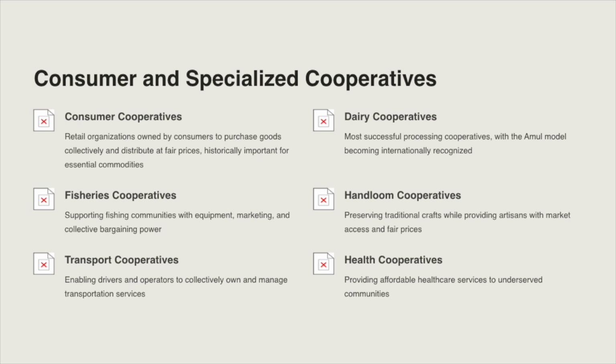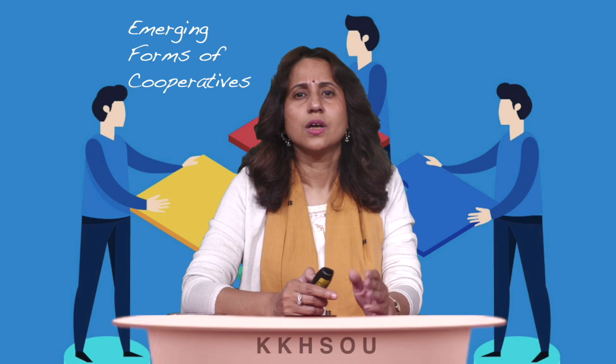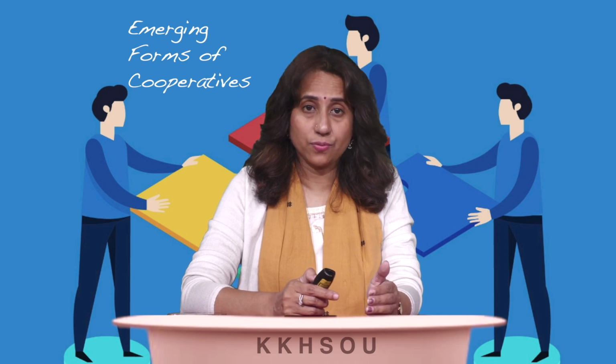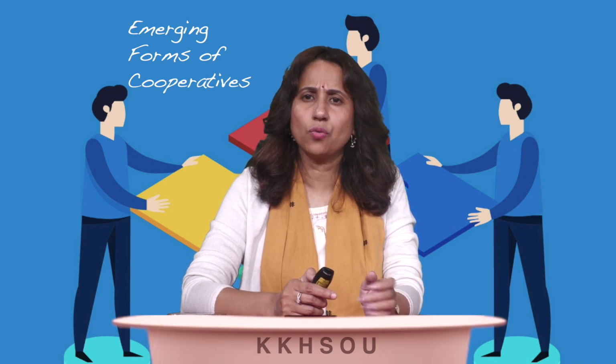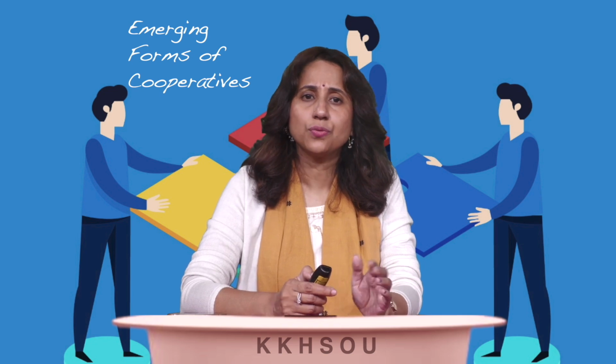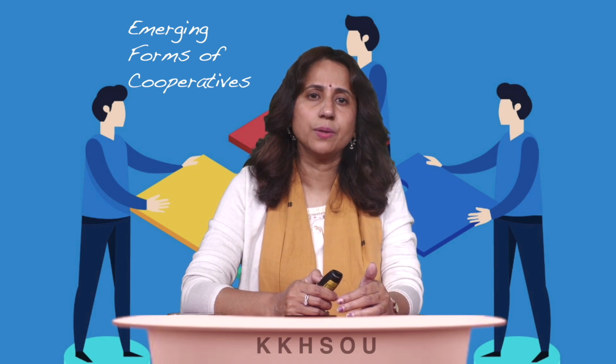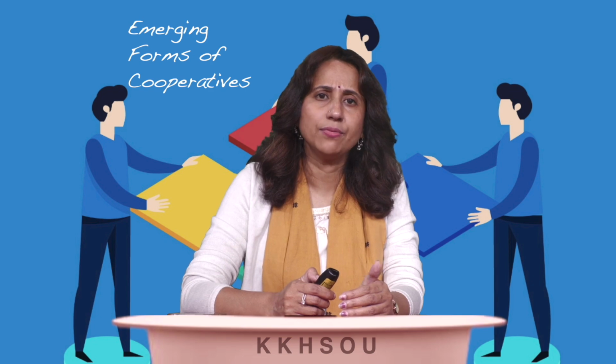There are certain other specialized cooperative forms also. So beyond the major categories that we discussed, India has diverse specialized cooperative forms serving specific sectors and needs, like dairy cooperatives, fisheries cooperatives, handloom and handicraft cooperatives, labor cooperatives, then multi-purpose cooperatives, transport cooperatives, educational cooperatives, and health cooperatives. These we have discussed in our previous video, and the diversity of these cooperative forms in India demonstrates the adaptability of cooperative principles across sectors. Each form addresses specific needs while maintaining the core values of member ownership, democratic governance, and mutual benefit.